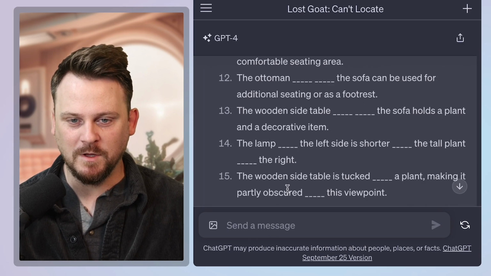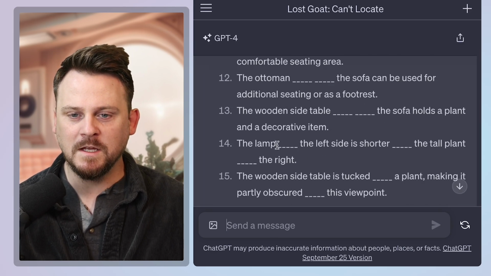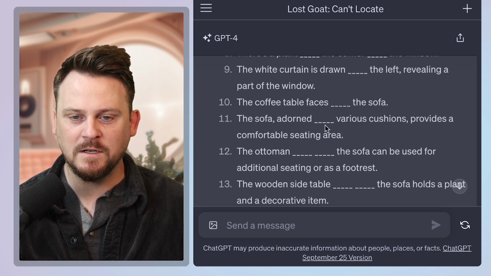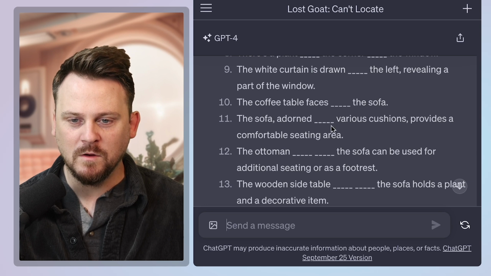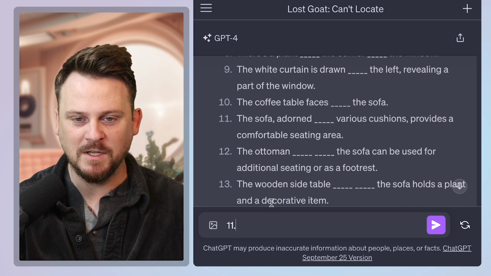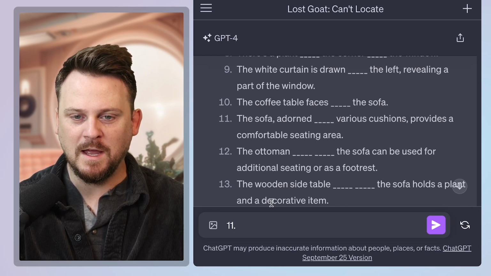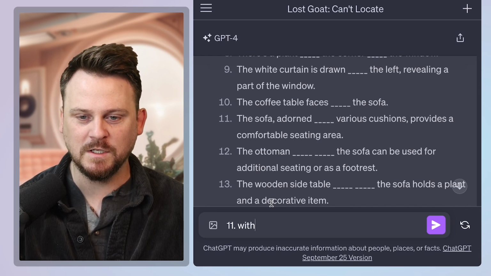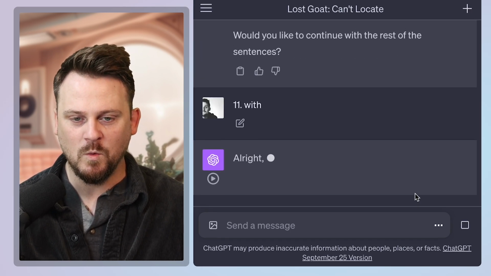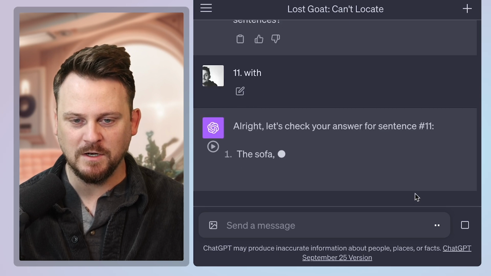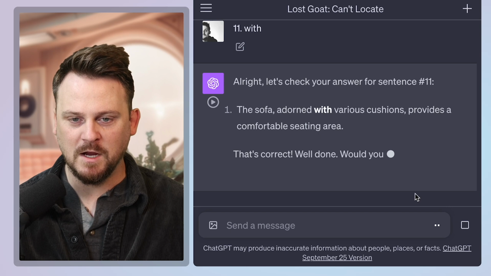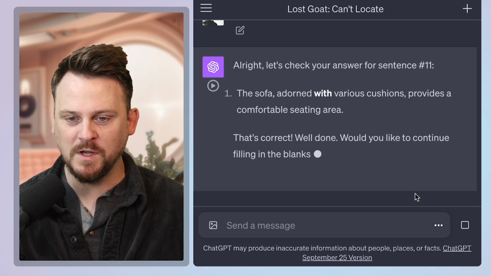Let's try another one here really quickly. Let's see. Number 10. The coffee table faces the sofa adorned in various... Okay, let's do 11. I like 11. It's a different style because I hadn't actually seen that answer. The sofa adorned 11 with various cushions. I'm going to go with with. All right, let's check your answer. The sofa adorned with various cushions provides a comfortable seating area. That's correct. Well done.